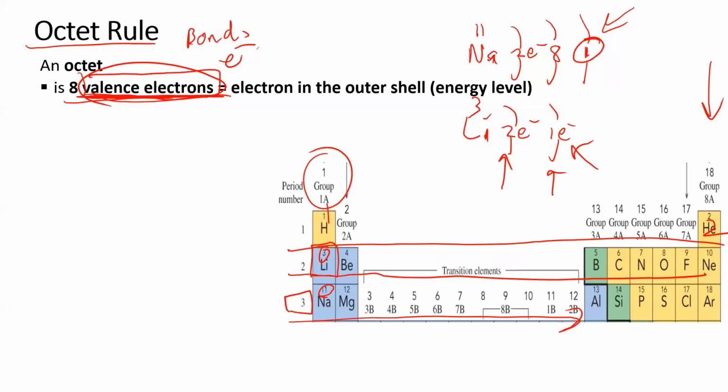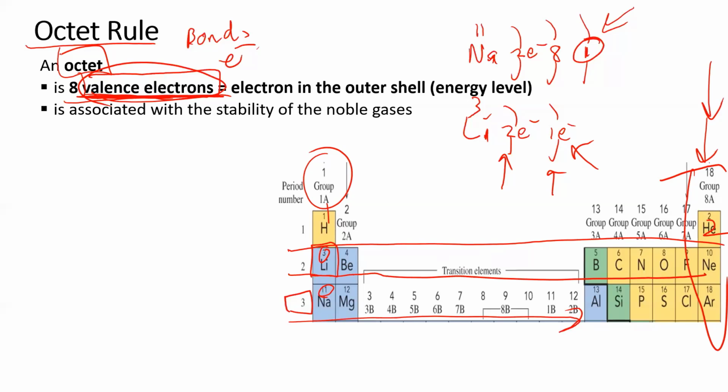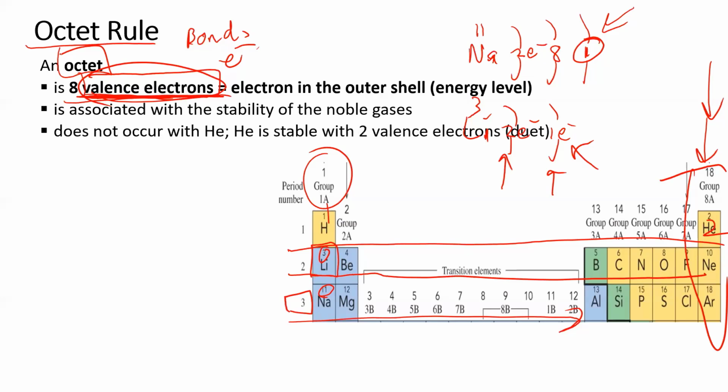Now, what makes noble gases so happy? Because noble gases have a complete outer shell that we call an octet. So noble gases are pretty stable. They're unreactive. Why? That's because their outer shell is happy.